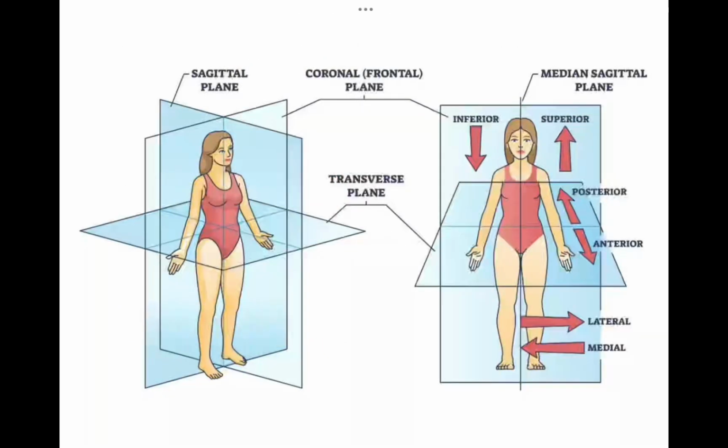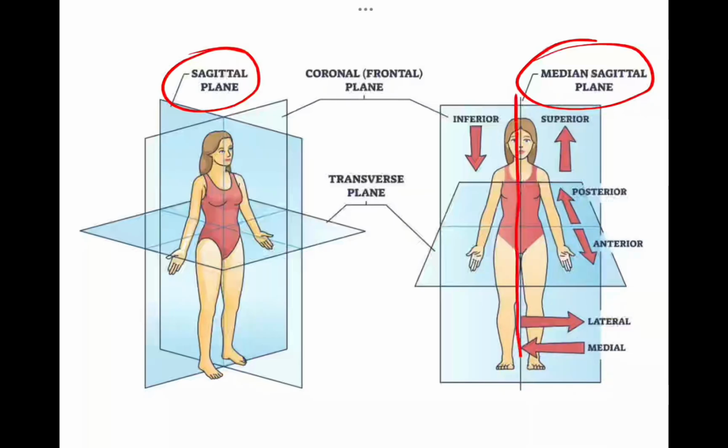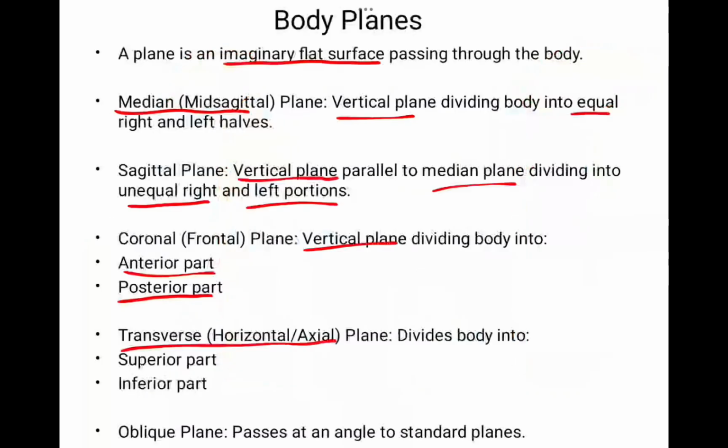Now, if you look at this image, you see the planes in anatomy. You have the median or the mid-sagittal plane, and you have the sagittal plane. A lot of students mix up the sagittal plane and the mid-sagittal plane. The mid-sagittal plane, like I said, divides the body into right and left equal halves. While the sagittal plane divides the body into unequal halves. See that it's not directly in the midline.